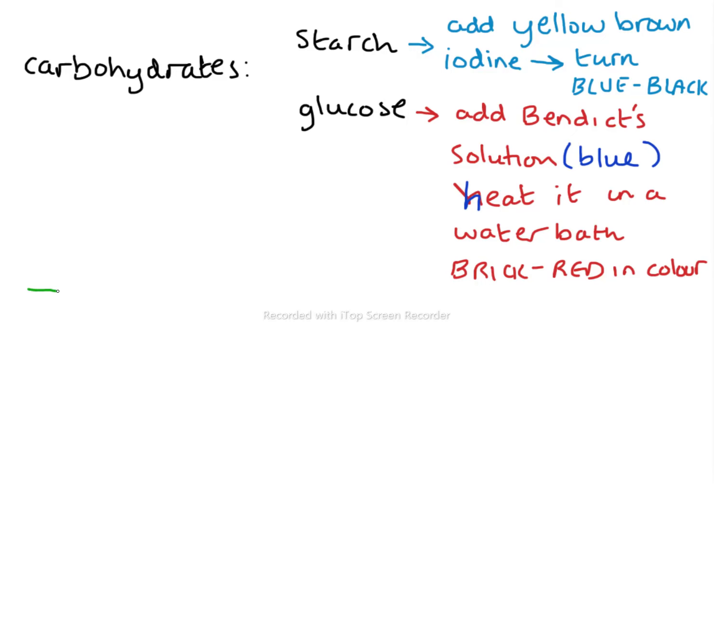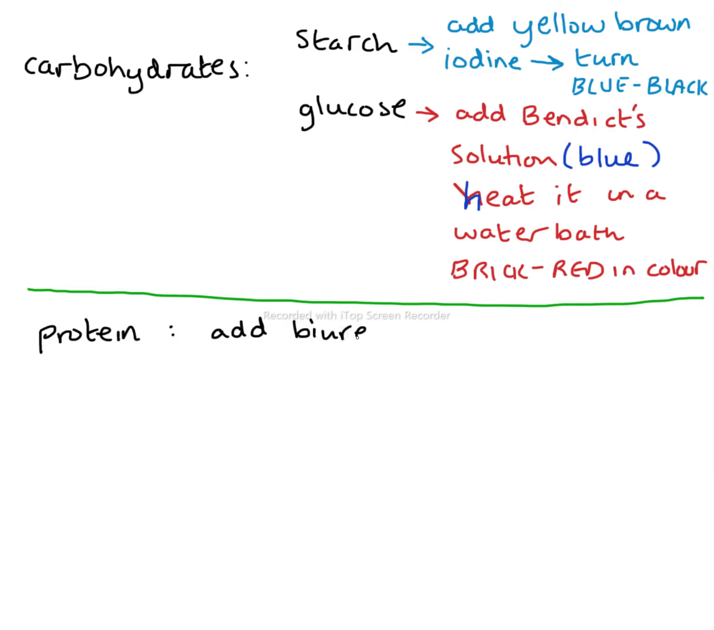Right, the next one we're going to look at is protein. With this one, you simply add something called Biuret solution. You stir it or mix it, and it will turn purple if protein is present. So it turns purple.